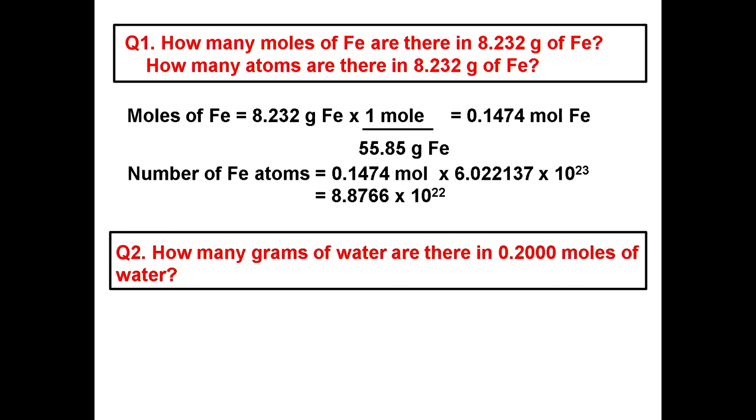So basically, here we know the mass, right? And using the mass divided by the molar mass, we can get the number of moles, right? And then after we get the number of moles, we multiply, since 1 mole has this number of atoms. We get this. Okay, good.